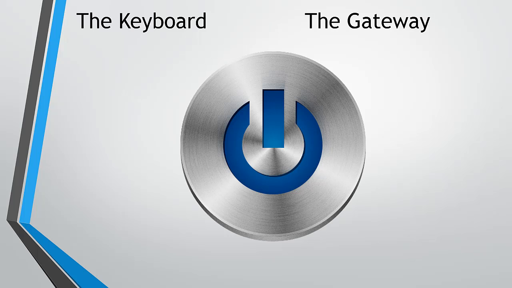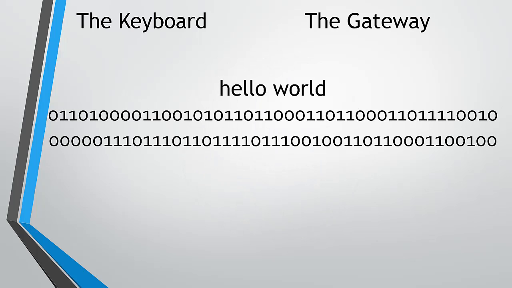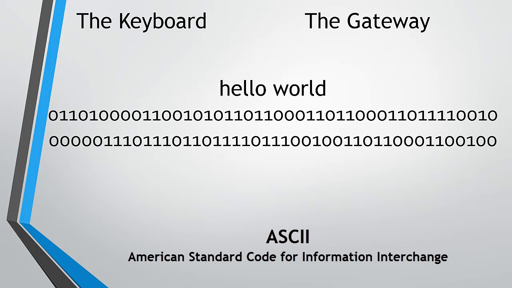Many moons ago, in the 1950s, computer engineers used to communicate with computers with a series of ones and zeros, which was very time-consuming and difficult. For example, if I wanted to say hello world to the computer for it to understand, I would need to input the following machine code. That's ridiculous, right? So in the 1960s, ASCII was invented, which stands for American Standard Code for Information Interchange.